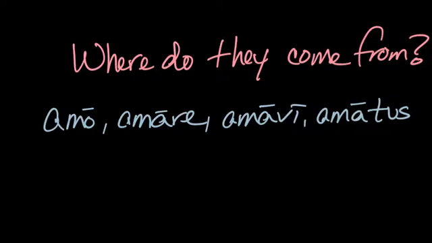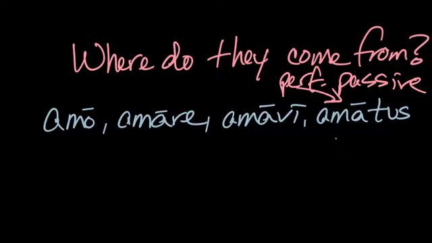As you remember, in a normal verb like amo, amare, amavi, and amatus, this last part here is the perfect passive participle. Notice there isn't any place where we can build a perfect active participle off of this word, so the last principal part is the perfect passive form. So this is a normal verb.